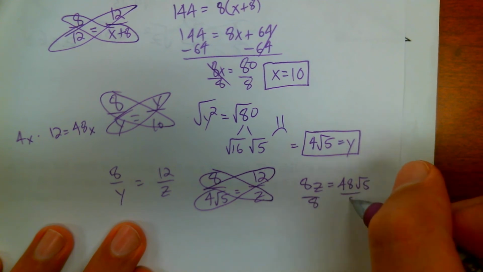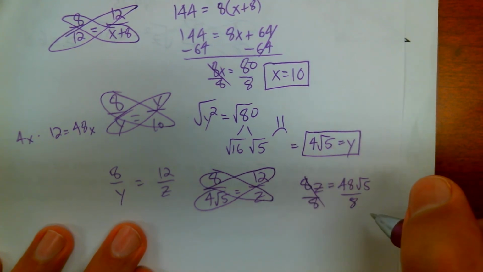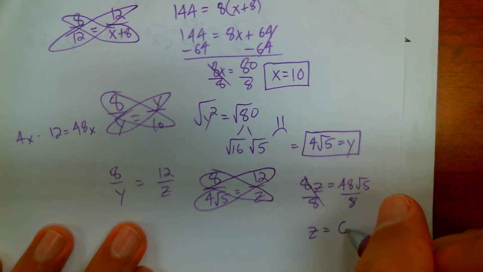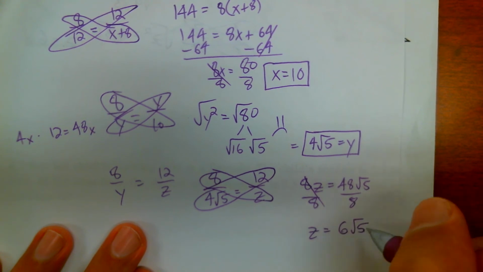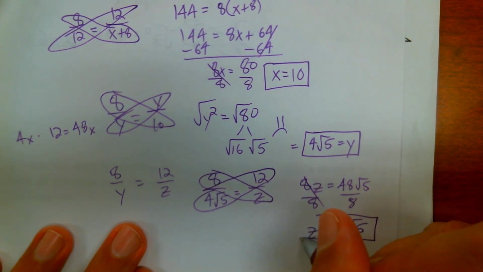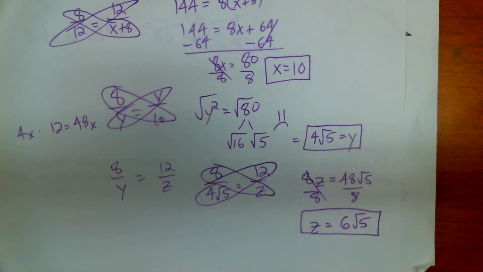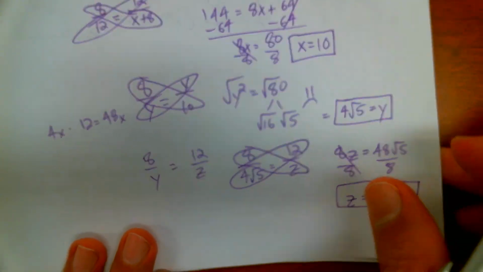I'm going to divide both sides by 8. 48 divided by 8 is 6. So z equals 6 root 5. Again, treating that radical like it's a variable. Tough stuff, guys. Tough, tough, tough. Go back and watch this portion of the video as many times as you need to make sure you understand how to do these.